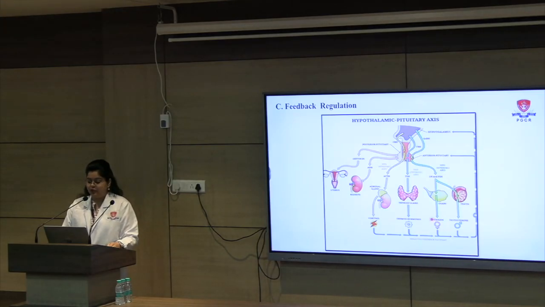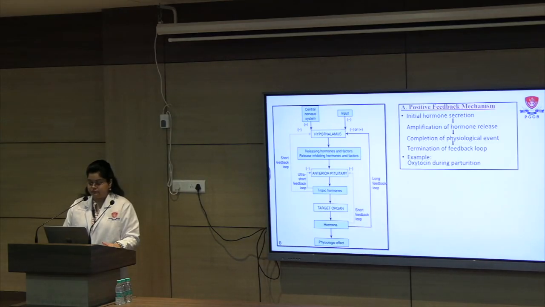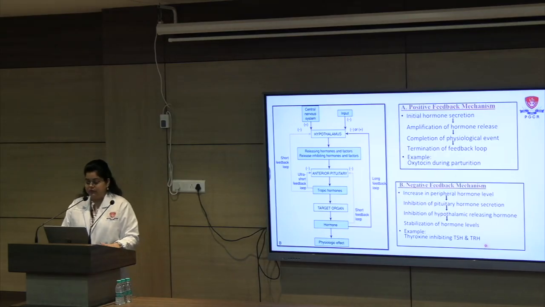Then we have all the stimulating hormones coming from the anterior pituitary, the thyroid stimulating hormone, the follicular stimulating hormone, which act on the respective glands to release the hormone at the target cell level and cause the physiological response. The feedback regulation occurs in two mechanisms, the loop mechanism.